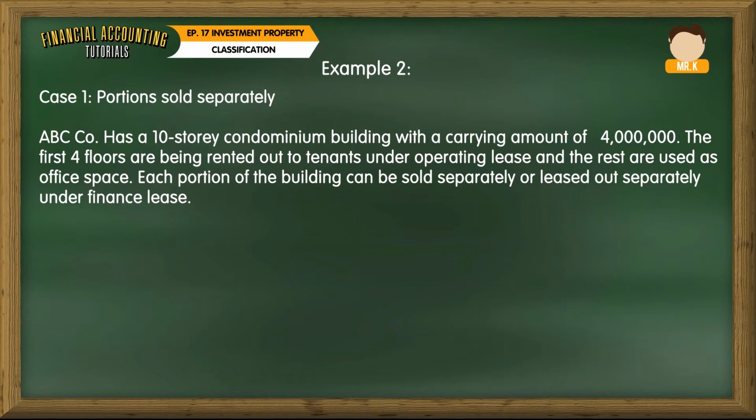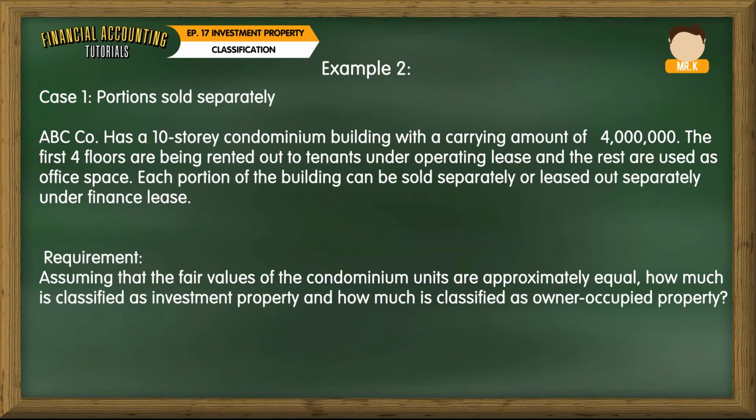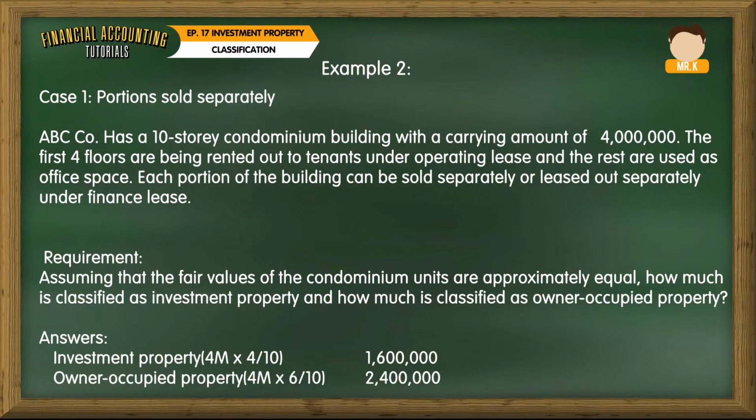Each portion of the building can be sold separately or leased out separately under finance lease. Requirements: Assuming that the fair values of the condominium units are approximately equal, how much is classified as investment property and how much is classified as owner-occupied property? Answers. A. Investment property, 4 million times 4 divided by 10 equals 1,600,000. And B. Owner-occupied property, 4 million times 6 divided by 10 equals 2,400,000.